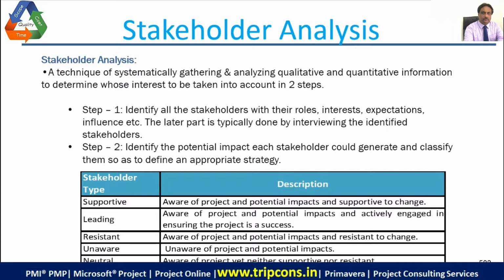Stakeholder type is supportive, and who is a supportive one? The one who is aware of the project and potential impacts and is supportive of change. Then there are stakeholders who are leading. They are aware of the project and potential impacts and actively engaged in ensuring the project is a success. Then resistant: aware of the project and potential impacts and resistant to change. Unaware: unaware of the project and potential impact. Neutral: aware of the project but yet neither supportive nor resistant. So these are the certain kinds of stakeholders.